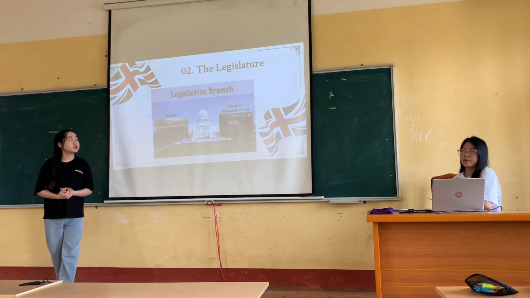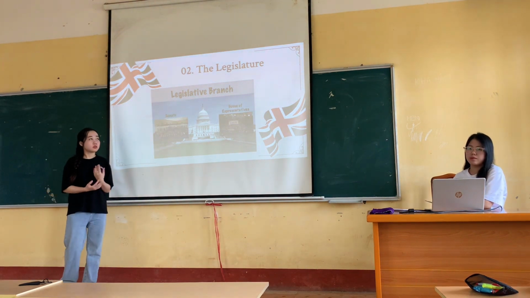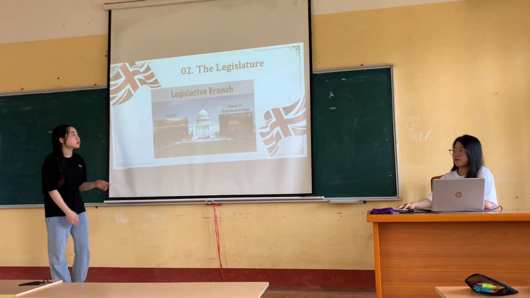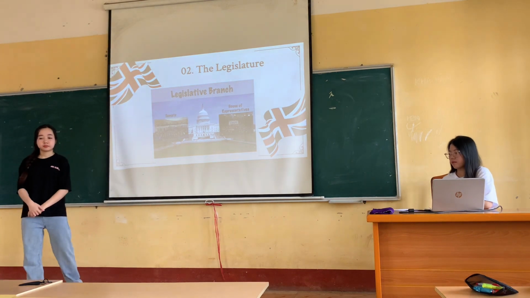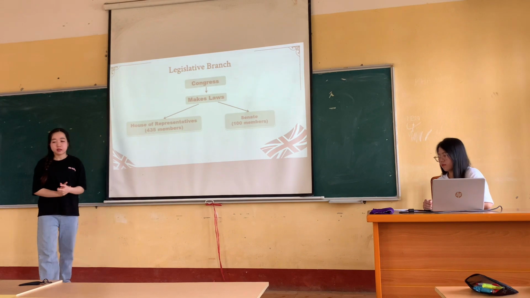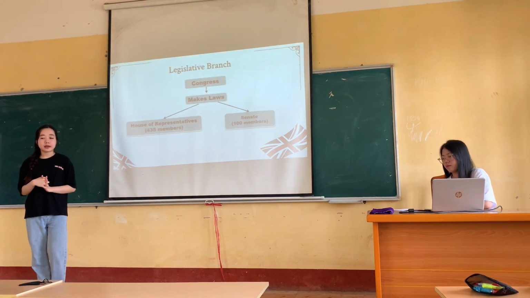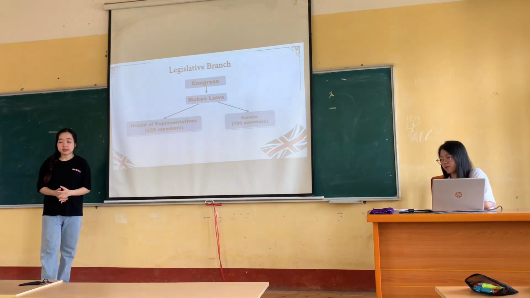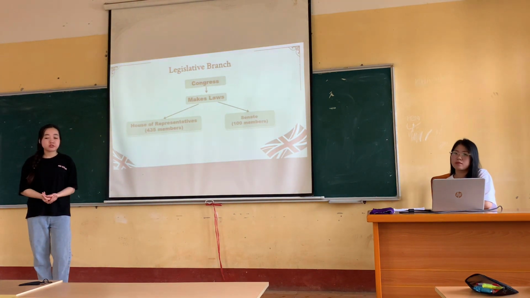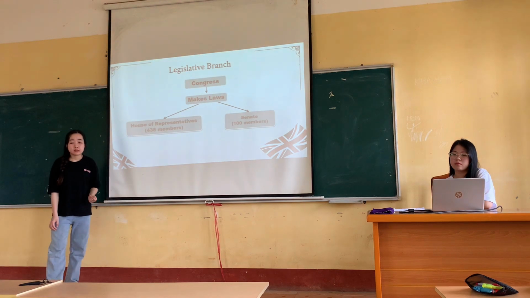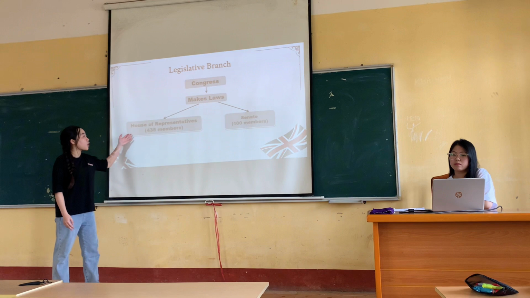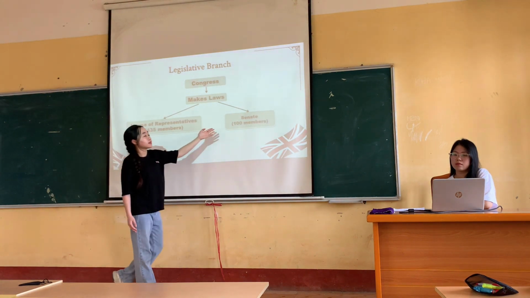We have gone through the form of government. In the next part, I will present the legislature. The United States Congress, under Article 1 of the Constitution, is the legislative branch of the federal government. It is bicameral, comprising the House of Representatives and the Senate.